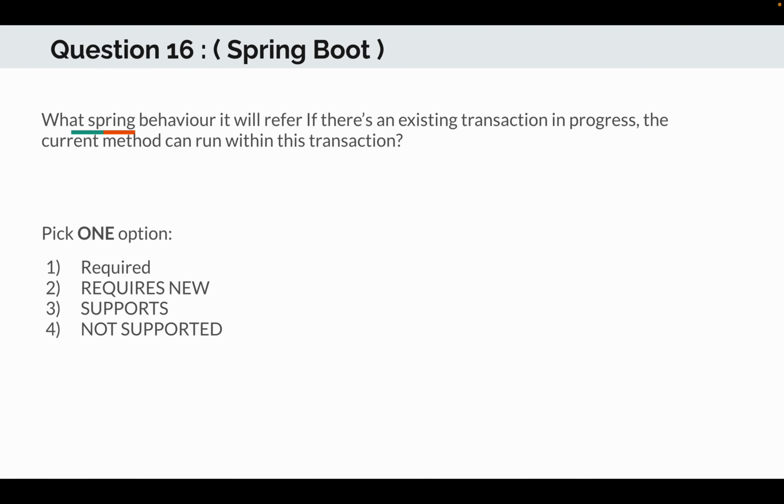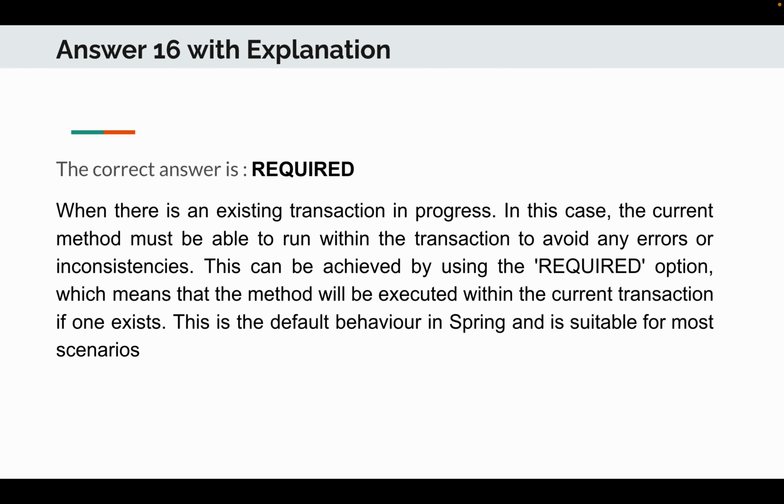Now moving to question number 16, which was again on Spring Boot. What is Spring's behavior? It will refer, if there is an existing, guys, note here, existing transaction in progress, the current method can run within this transaction. The options were required, requires new, supports, and not supported. So the correct answer is required.